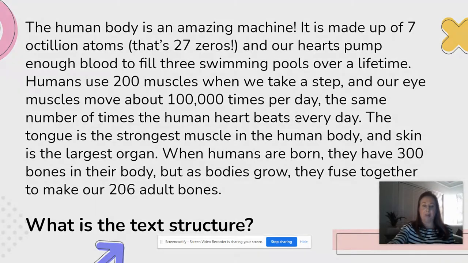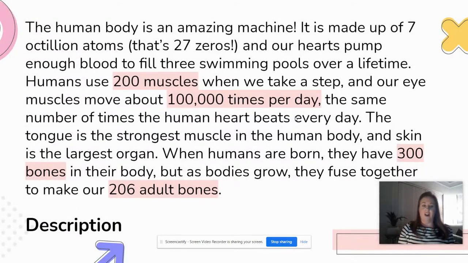Okay, so let's see. All right, so this is description. We're describing the different parts of the human body. And I just pulled a couple of keywords because there's quite a bit in this particular passage. We have the 200 muscles that our body has. Our eye muscles move about 100,000 times per day. Also, it talks about the different bones that we have in our body, as we're children and then when we are adults. So this is giving us a description about our body. Okay, so there's one more to look at, and let's see what it is.